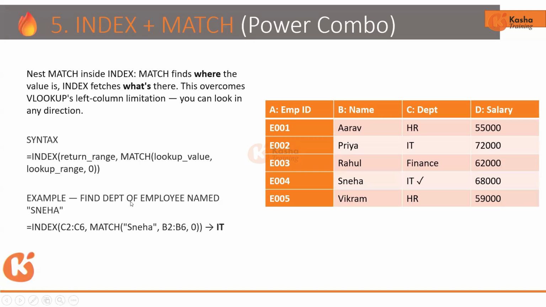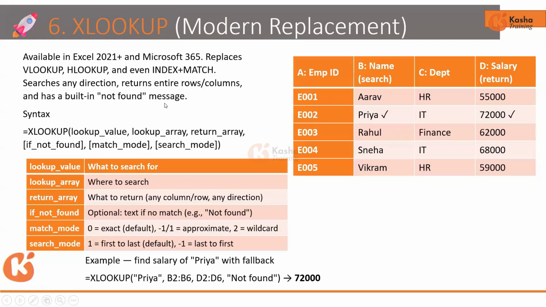So for example, here, find the department of an employee named Sneha. So you want to find out the department name for the employee, so you can see this is an employee named Sneha, and you want to find out the department. So what you do is INDEX, where do you want to index? And then MATCH, it should be equal to Sneha, which is from B2 to B6, and then you give a 0. So it is giving the IT department. So that is your INDEX plus MATCH. And then you have XLOOKUP.